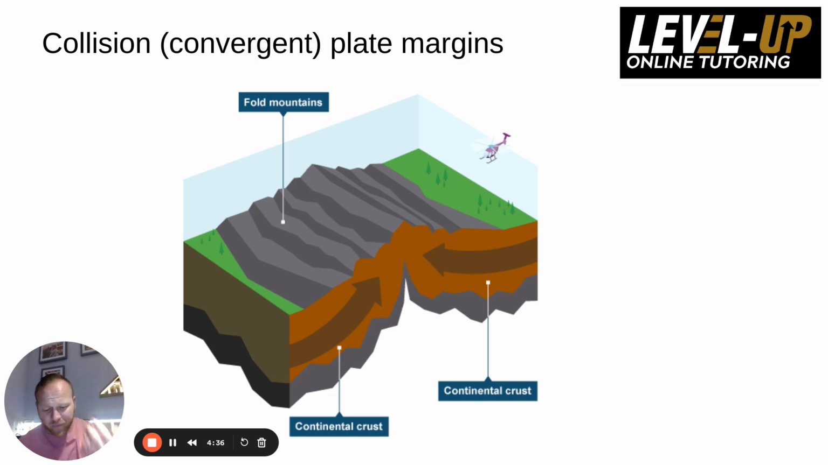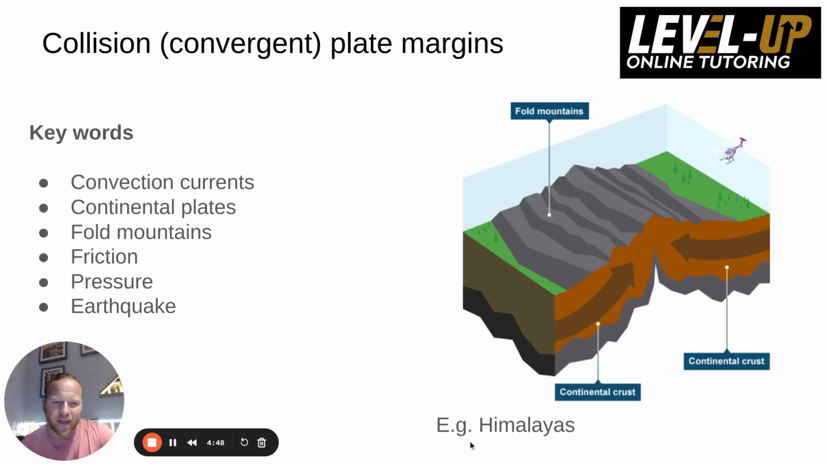And again, we're going to get earthquakes, we're going to get tension and pressure and impact. We're not going to get any volcanoes. There's no melting happening here. There's no gaps. We're just going to get fold mountains and earthquakes. And the Himalayas is a really good example of this.